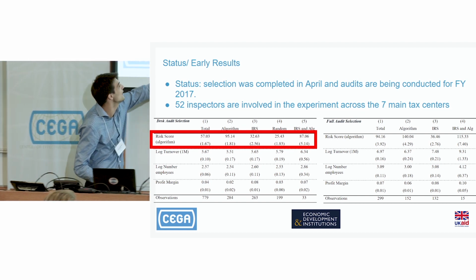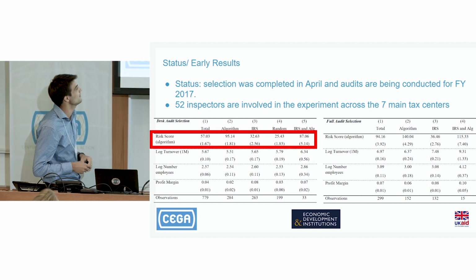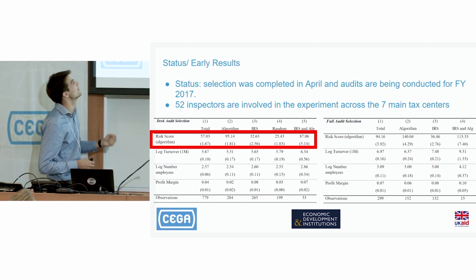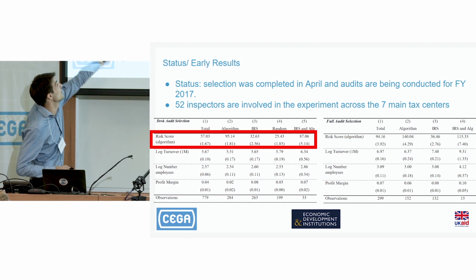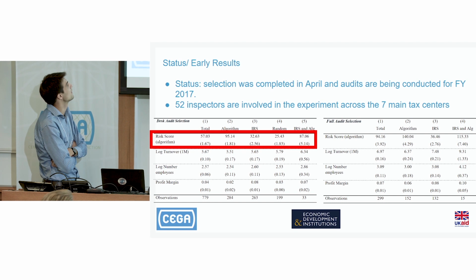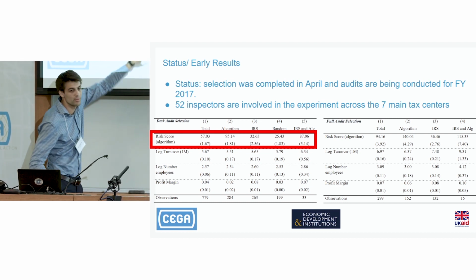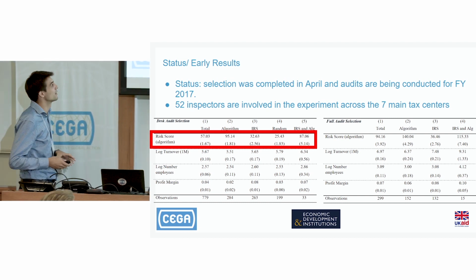You can see that the ones selected by the IRS are slightly more risky, so it's significant, but really not that much, right? And the ones selected by the algorithm obviously are the most risky and are much riskier than the ones selected by the IRS. In terms of differences across selection, what we notice is that the IRS tends to select firms that are quite a bit more profitable.